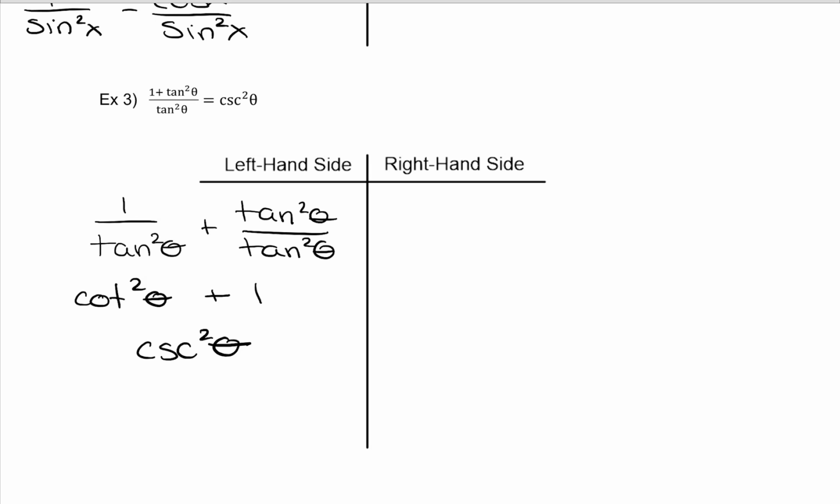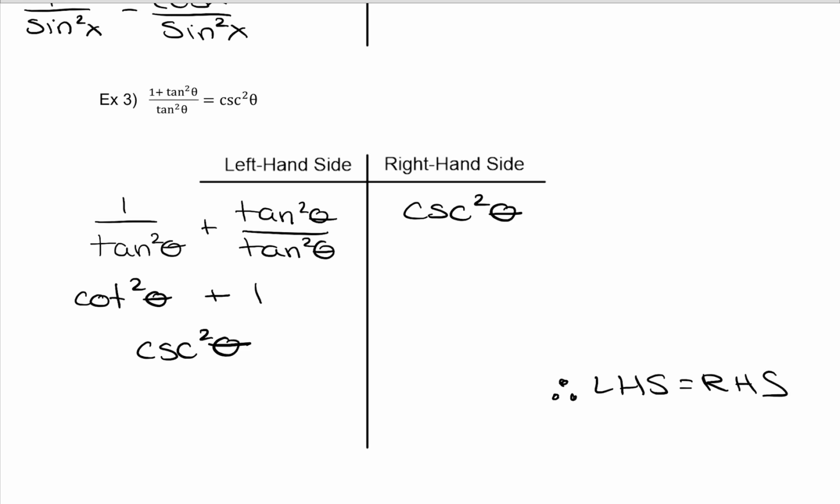Notice too, just one note, that in example 2 they're using x's, example 3 they're using thetas. Please make sure that you're staying consistent. You're just always wanting to keep the same variable that the question uses. So this one was actually very straightforward. The left-hand side equals the right-hand side.